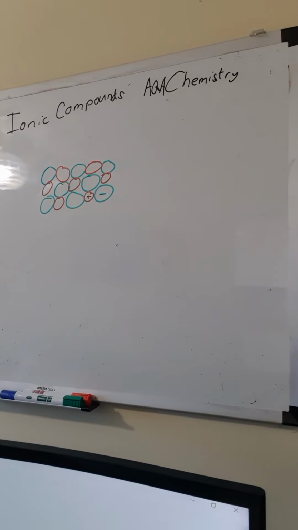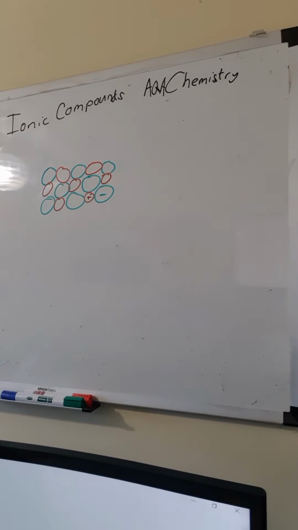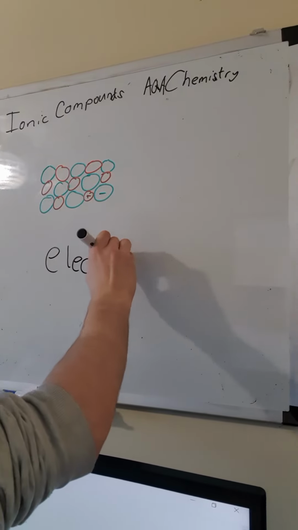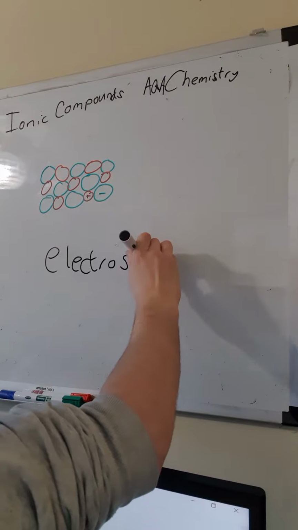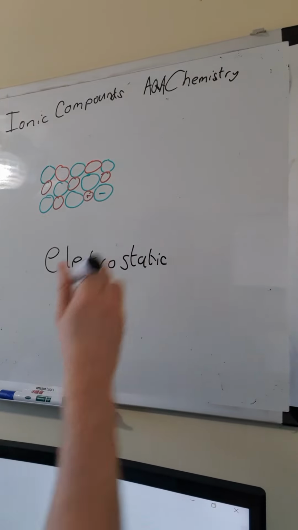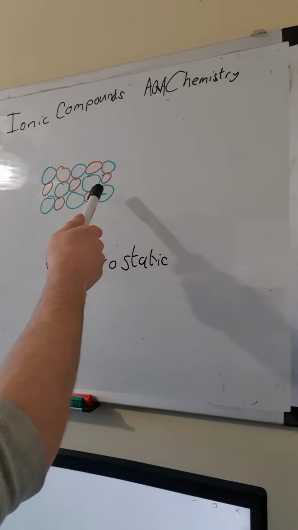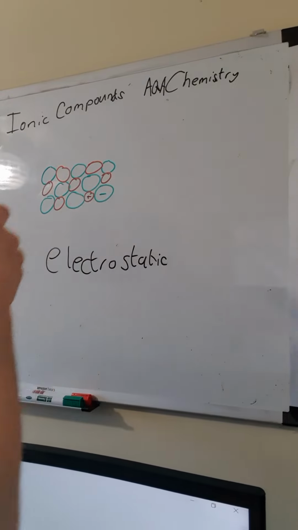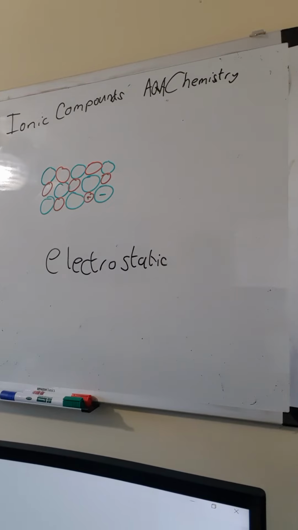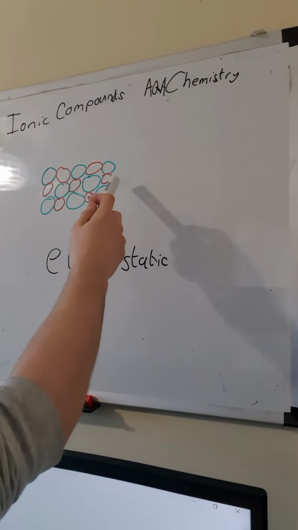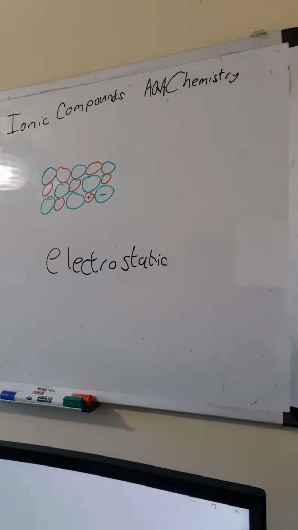Now, because these have opposite charges, this creates strong electrostatic forces that act in all directions, so between all the positives and all the negatives. And so this means that it requires a lot of energy to break these bonds and these forces apart between the ions. And that means that it has very high melting and boiling points.